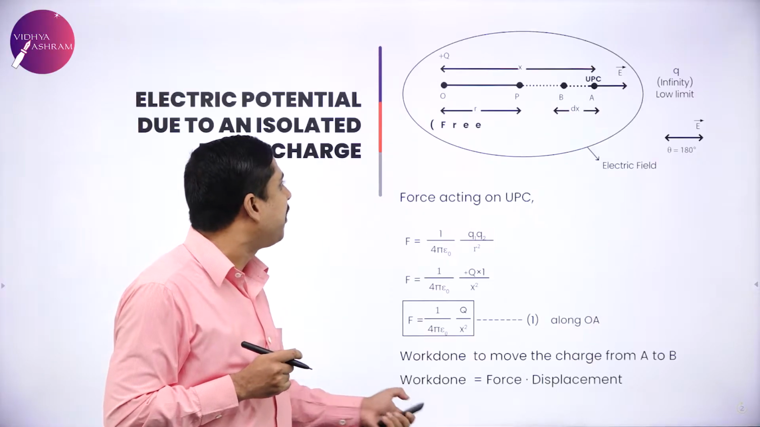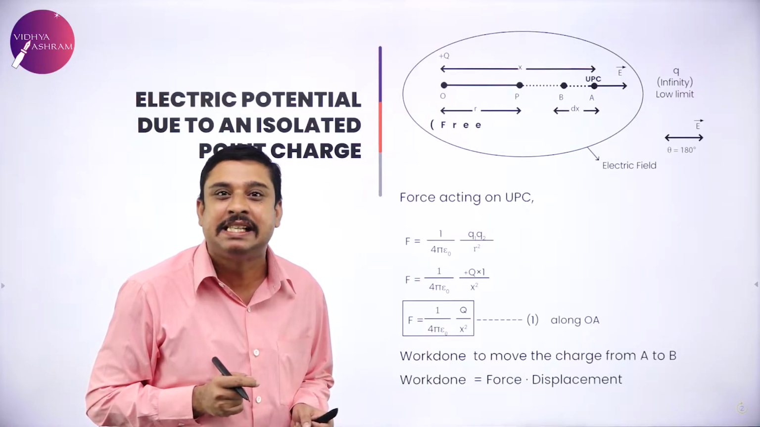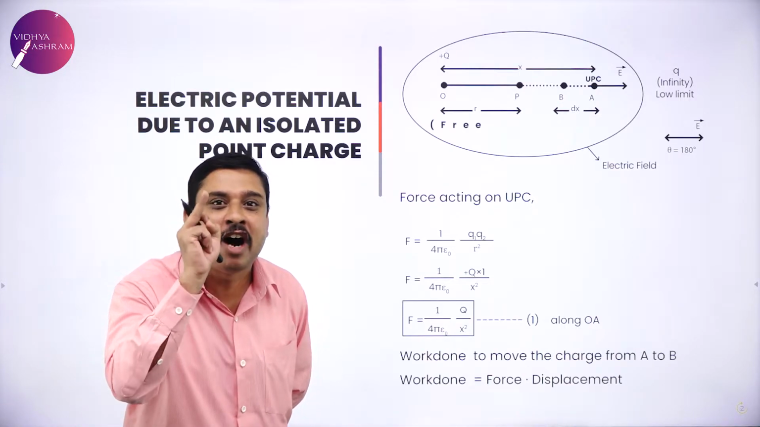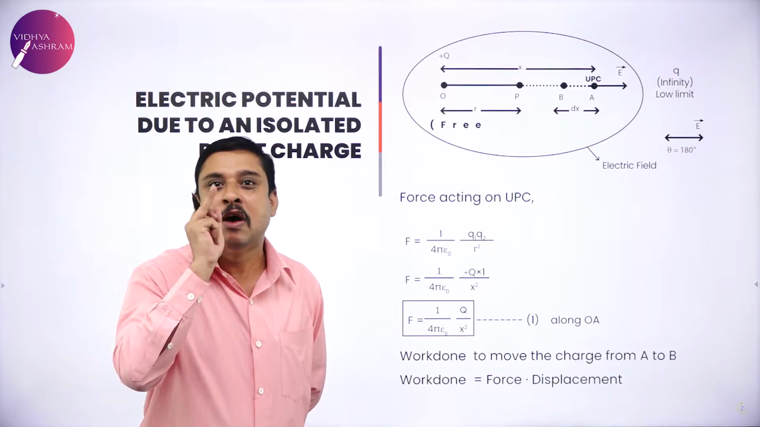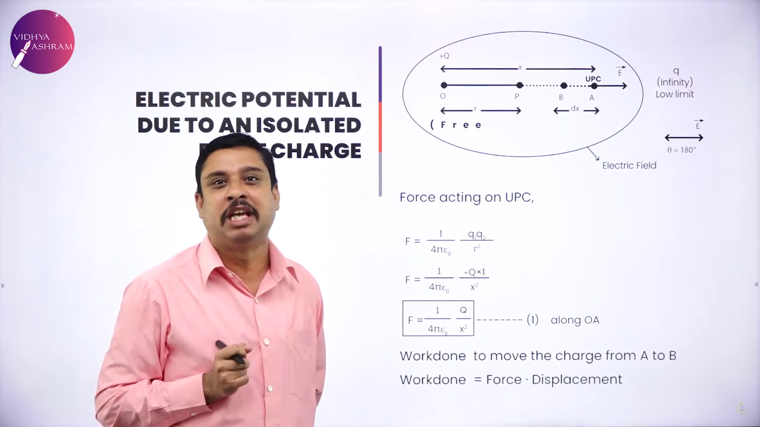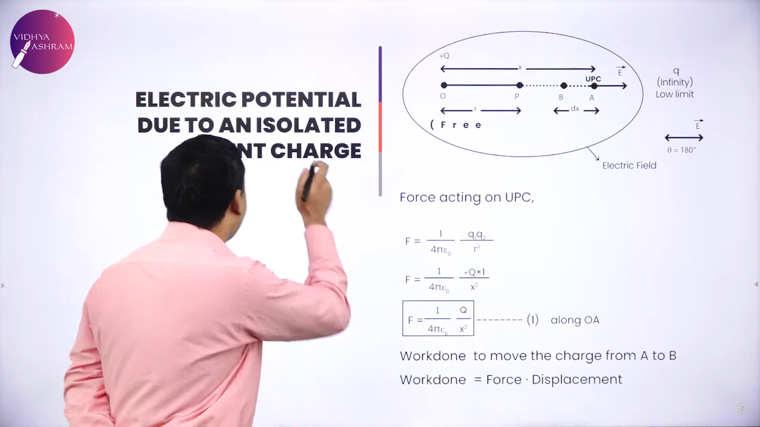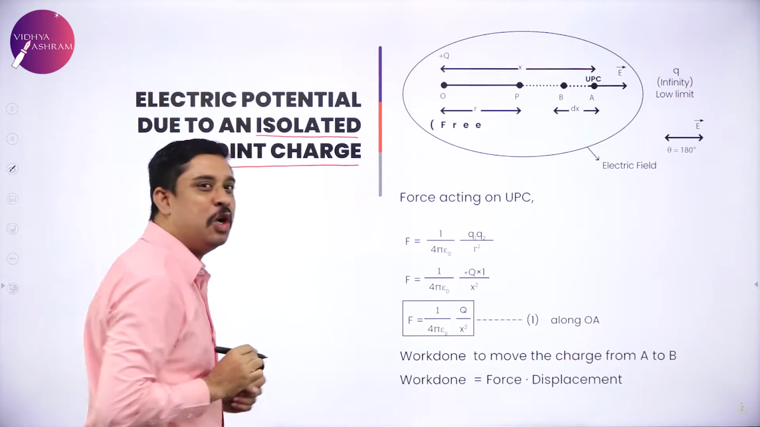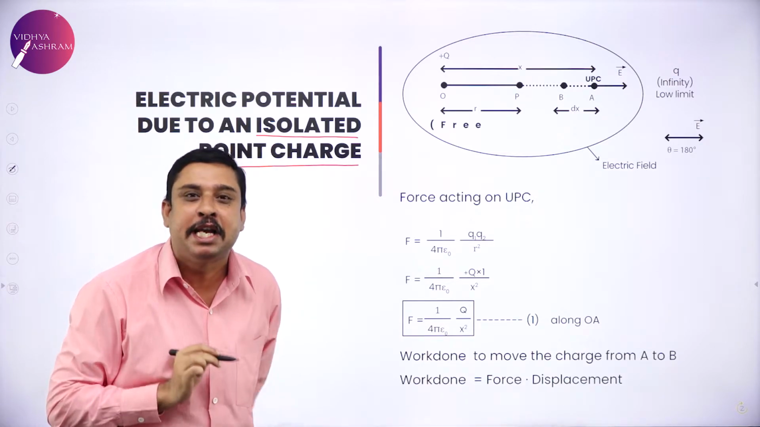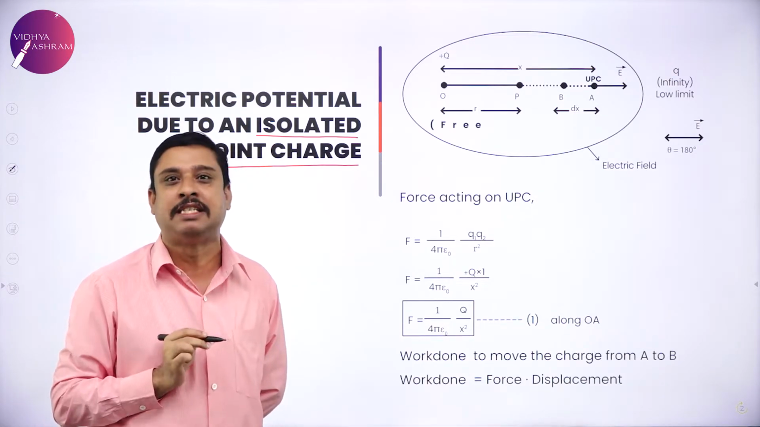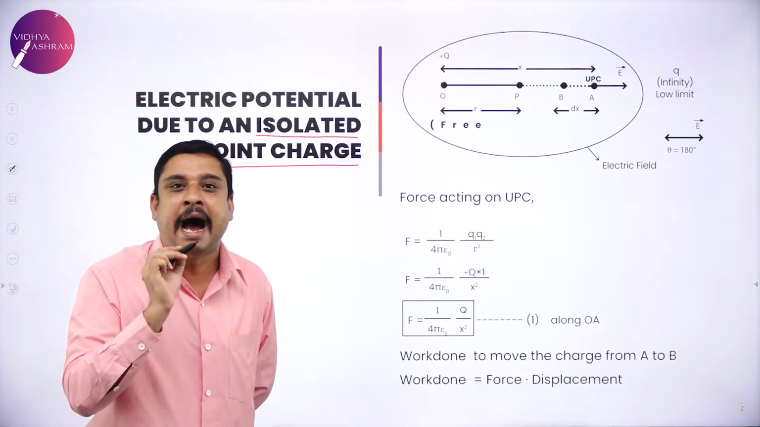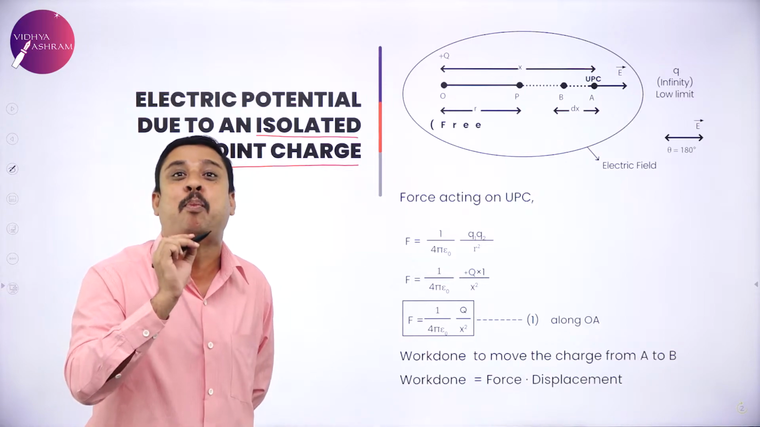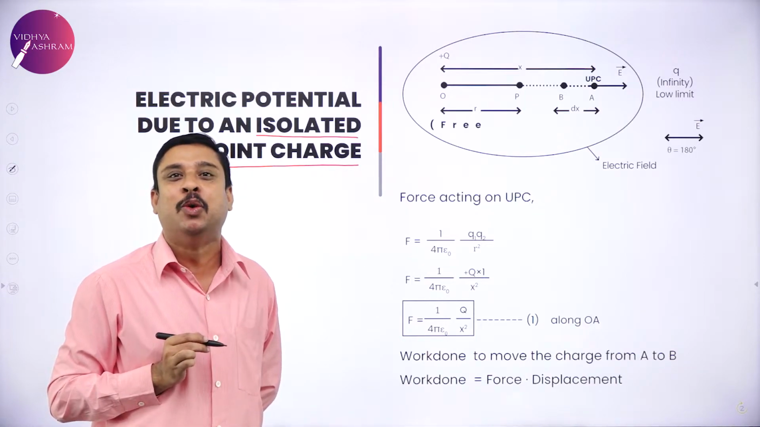With reference to these definitions, I will start my first book work, the first derivation, where I will calculate the potential due to an isolated point charge. So now I am calculating the electric potential due to an isolated point charge.